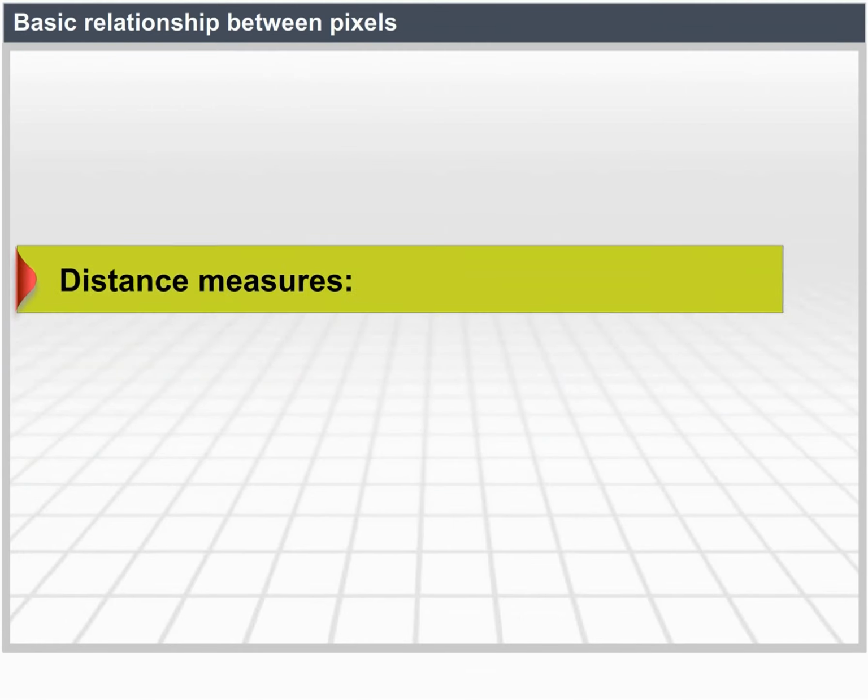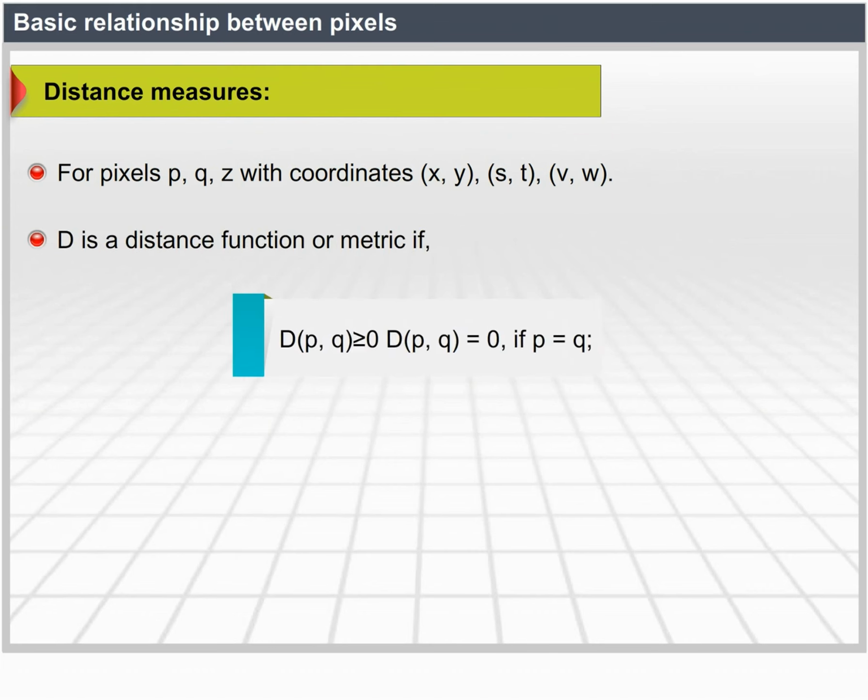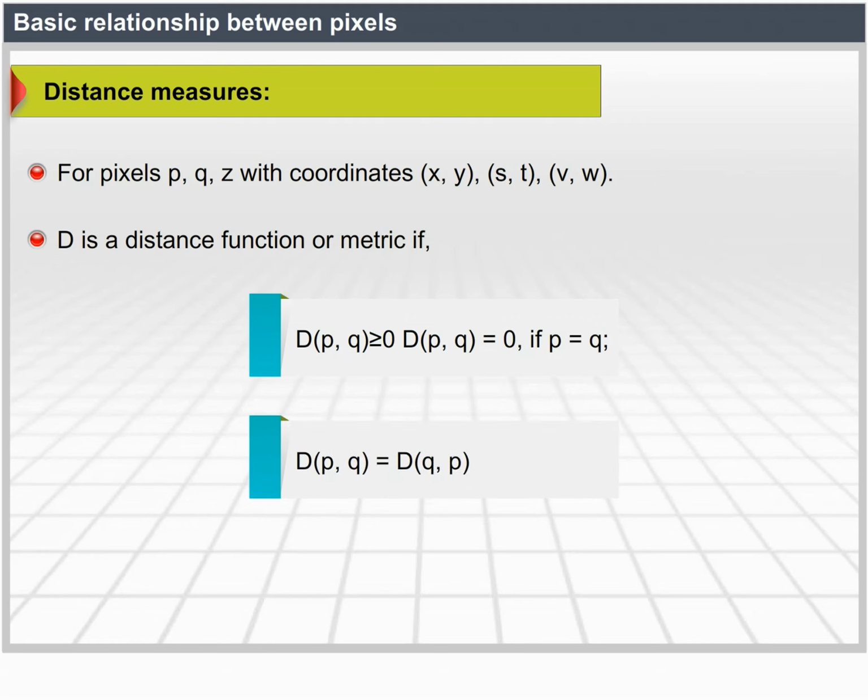Distance measures. For pixels P, Q, Z with coordinates (x, y), (s, t), (v, w), d is a distance function or metric if d(P, Q) is greater than or equal to 0, d(P, Q) equals 0 if P equals Q, d(P, Q) equals d(Q, P), and d(P, Z) is less than or equal to d(P, Q) plus d(Q, Z).